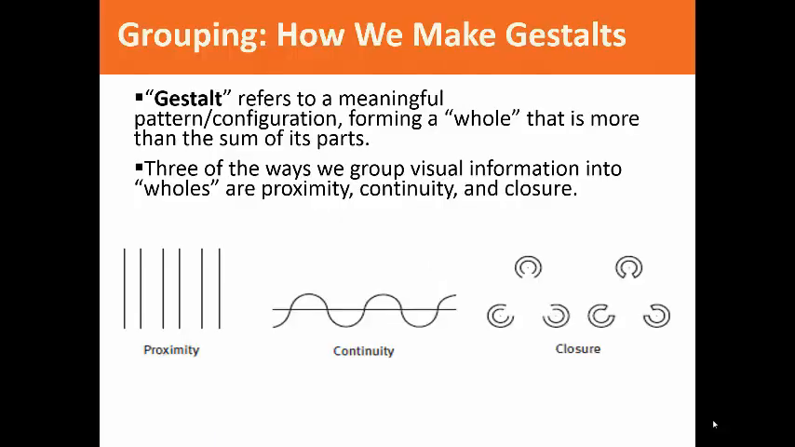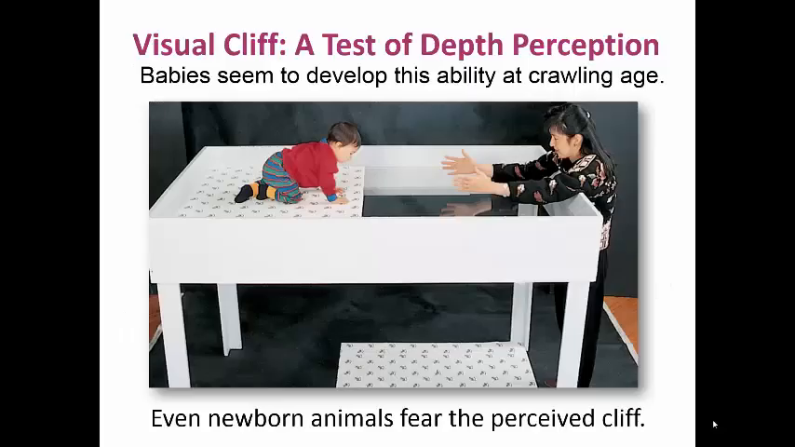So Gestalt refers to a meaningful pattern configuration, forming a whole that is more than the sum of its parts. So there are three ways we process visual information as wholes. There are proximity, continuity, and closure.